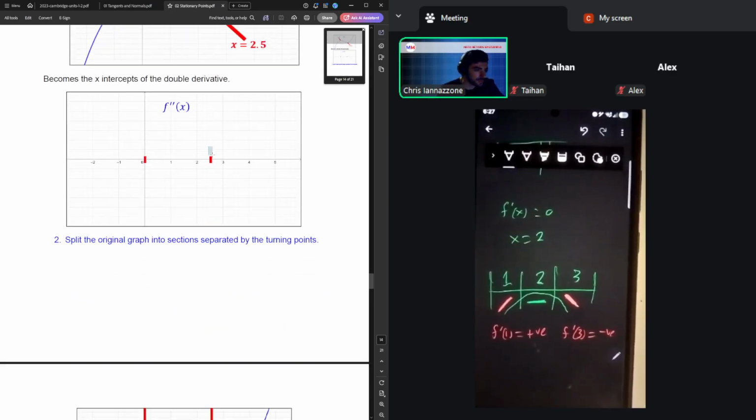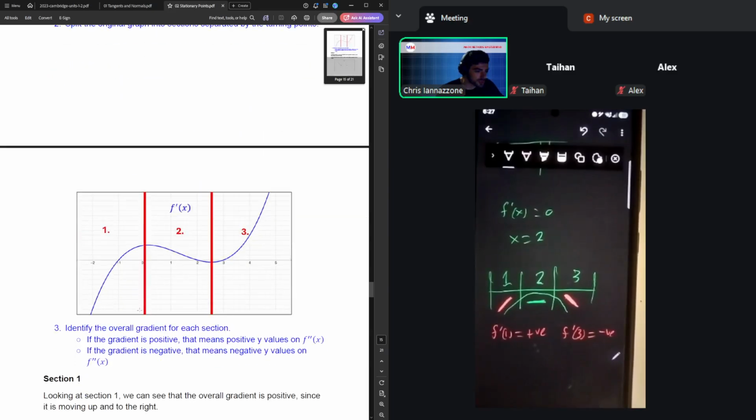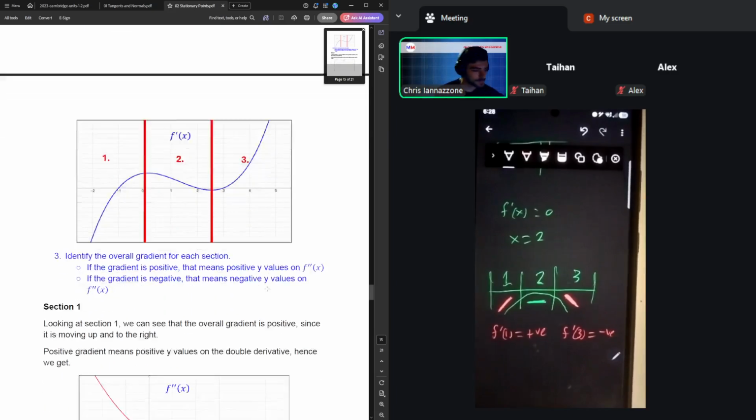From there, based on those turning points, you are now splitting your graph up into those sections and identifying the net gradient in each of those sections to therefore draw out what that would look like. We discussed this already when looking at f of x to f dash. It's literally the exact same thing. We're just going down a level.